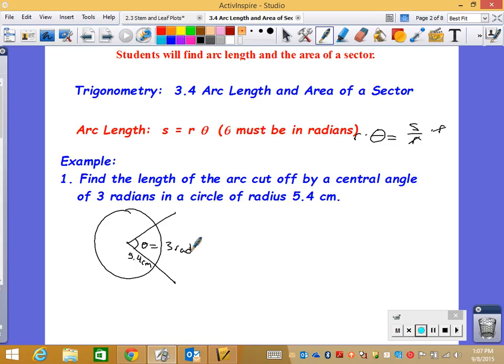So plugging into my formula, I want to find S. I know R, which is the radius, 5.4 centimeters, times theta in radians. Remember, theta and radians have absolutely no units, so I just multiply by 3. Multiply that out, we get 16.2 centimeters. Now, if radians had units, we would have to tack that on at the end of the centimeters. However, that wouldn't really make sense because we're talking about length. So it makes sense that we only have centimeters at the end.